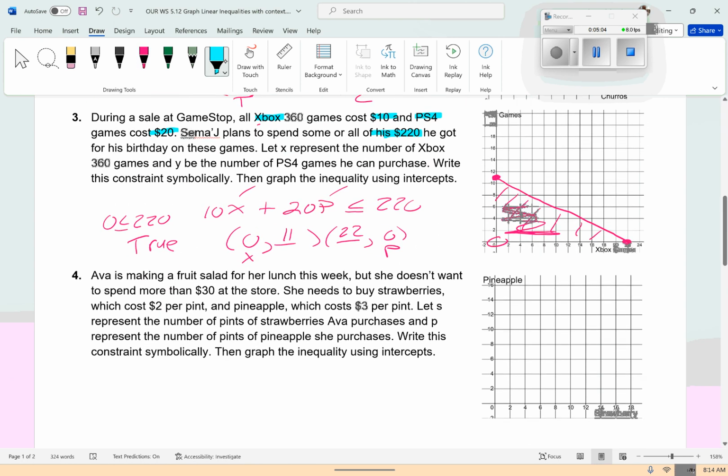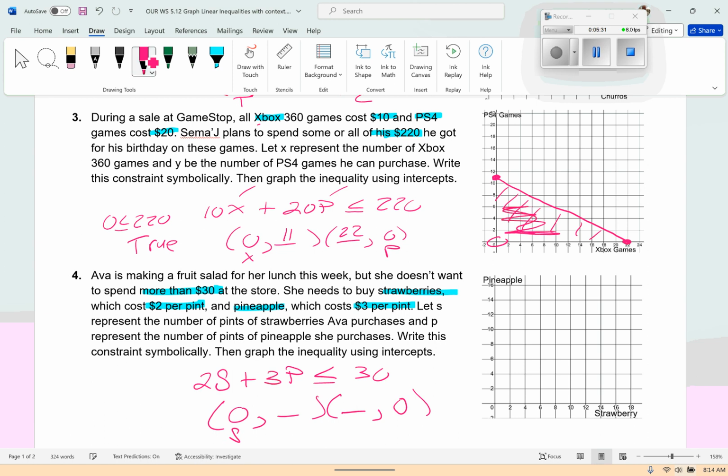Number 4 says Ava's making a fruit salad this week, but does not want to spend more than 30. She needs to buy strawberries, which are $2 a pint, and pineapple, which costs $3 a pint. So she has $2 strawberry plus $3 pineapple, and she doesn't want to spend any more than $30. Again, one of our cover methods.